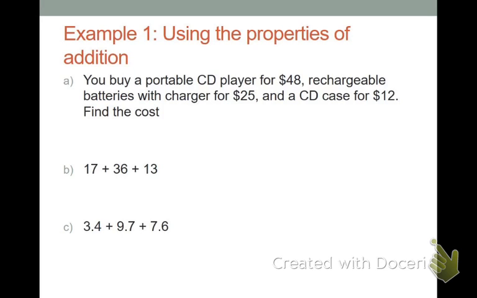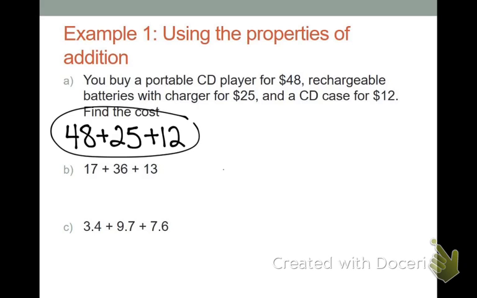Example 1. It says you buy, read up here with me on the screen, a portable CD player for $48, rechargeable batteries with charger for $25, and a CD case for $12. Find the cost. Well, the first thing I've got to do is figure out what operation do I use here? Addition, you think? To find the total cost? Yeah, you would use addition. So 48 plus 25 plus 12.